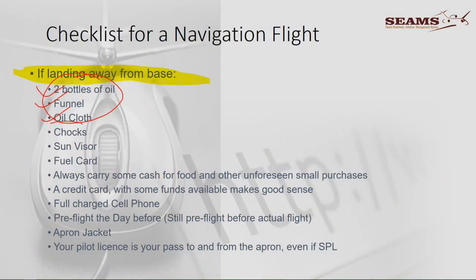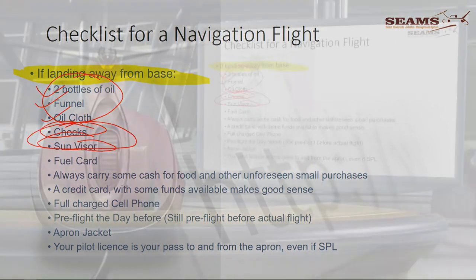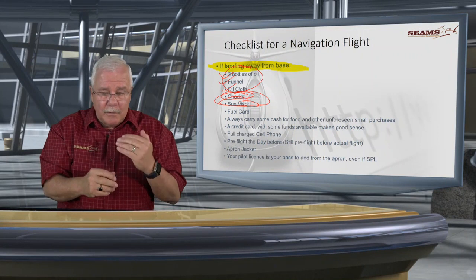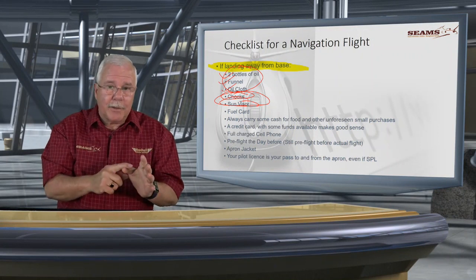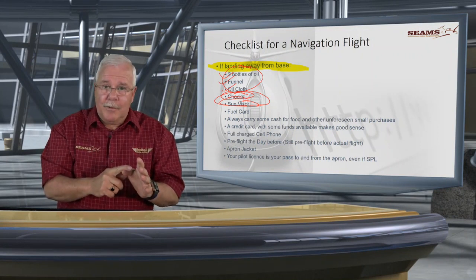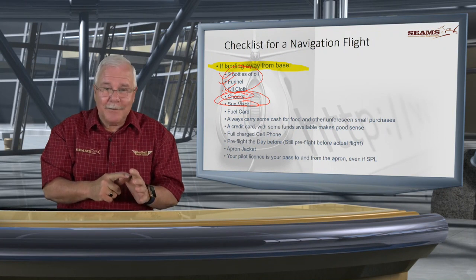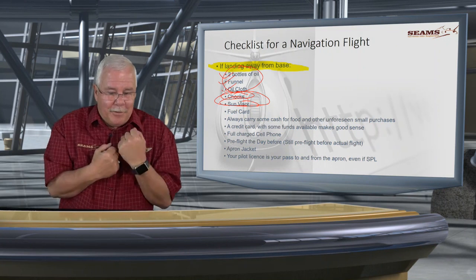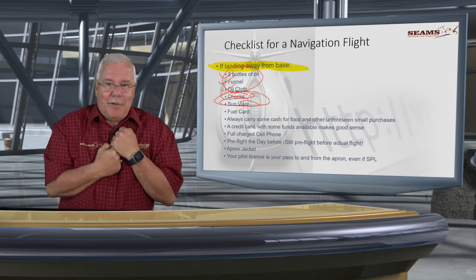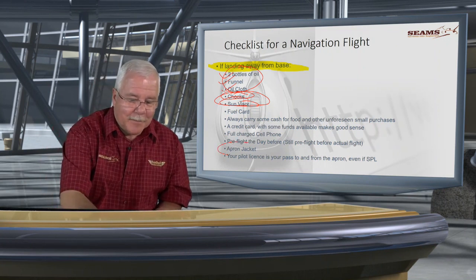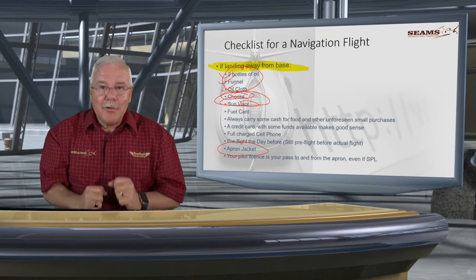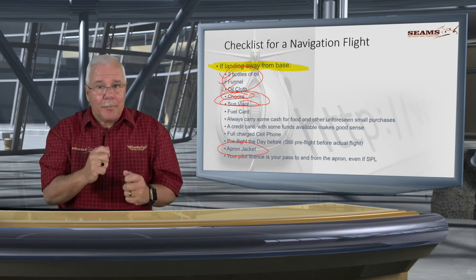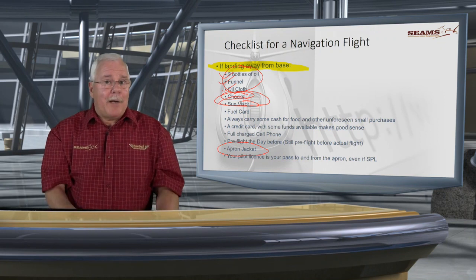Chocks. Now for the aircraft, and sun visors for the aircraft. That's to look after your aircraft. If you are on any airport and you haven't got the chocks for your aircraft, they're going to make you buy chocks there. And if you haven't got an apron jacket, they're going to sell you an apron jacket. And if they cannot sell you either of these two things, they're going to chase you away because you're not allowed.